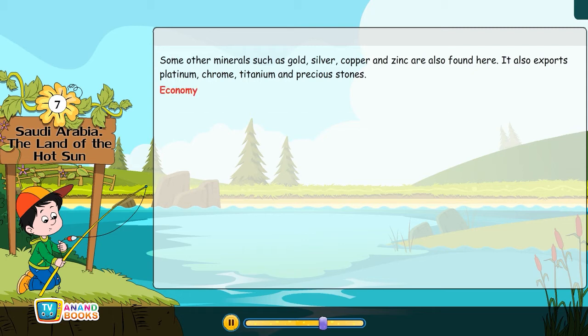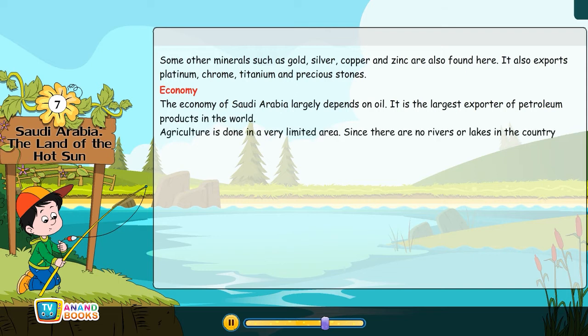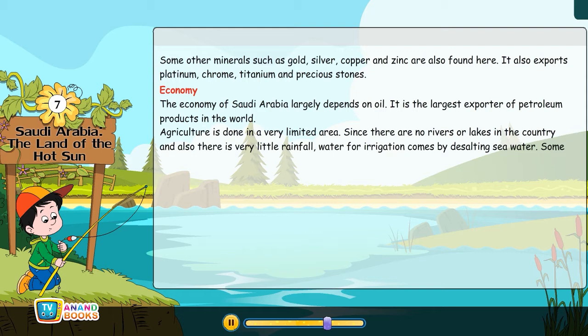Economy. The economy of Saudi Arabia largely depends on oil. It is the largest exporter of petroleum products in the world. Agriculture is done in a very limited area. Since there are no rivers or lakes in the country, and also there is very little rainfall, water for irrigation comes by desalting the seawater. Some of the major crops are wheat, rice, alfalfa, and dates. Date palms also grow in oasis.